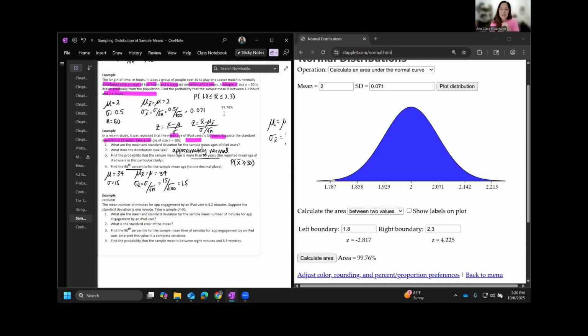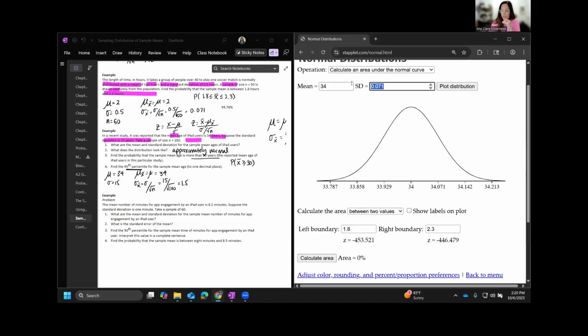Moving on to the iPad users, the average age was 34. So now we have a mean of 34. And then our standard deviation was adjusted to be 1.5. Now, we want to know the probability of being more than 30 years.